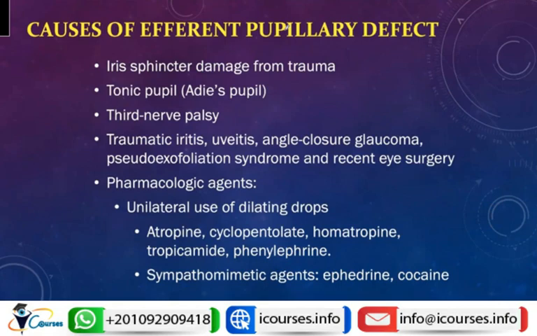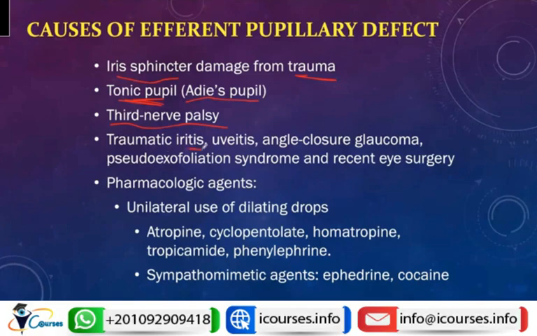And the reasons that may cause efferent pupillary defect can start even from the level of the iris. So if there is a trauma involving the iris sphincter causing rupture of the iris sphincter, the pupil will be dilated and fixed, and this will cause anisocoria and the efferent pupillary defect. A disease called tonic pupil or Adie's pupil, we will see about it later. Third nerve palsy can cause a dilatation of the pupil.